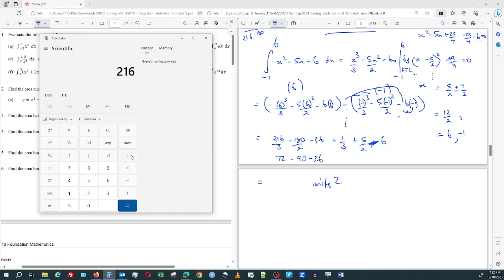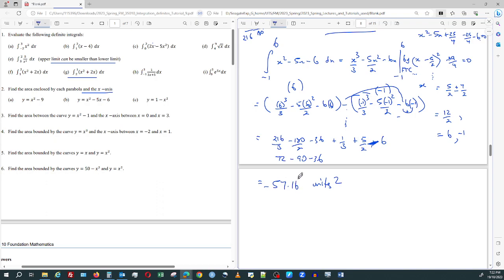216 divided by 3 equals, put it in the memory. 180 divided by 2, that was the minus. Add that to the memory. 36. Add that to the memory. What do we have? 1 divided by 3. Add that to the memory. 5 divided by 2. Add that to the memory. And then minus 6. That's the bit I made a mistake in. Add that to the memory. Let's get our memory recall. That's better. That's much better.